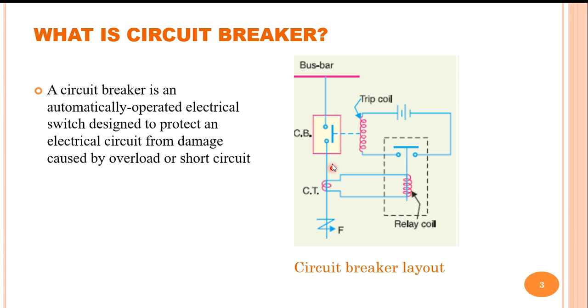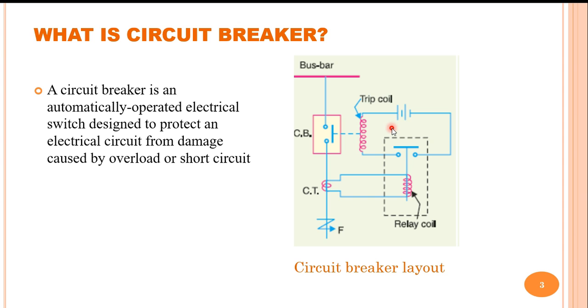When normal current passes through this transmission line, the primary of the current transformer will not energize the relay coil. But when there is a fault in the system, the current through the current transformer primary increases, which increases the current through the relay coil also. So the relay coil energizes and attracts this magnet. This electromagnet will attract this moving part and this closes the trip circuit.